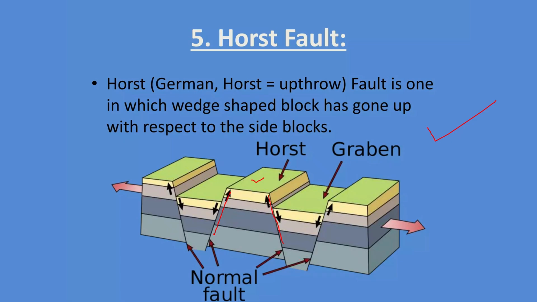And in the case of the graben, what is a graben? Suppose there are two normal faults which are dipping towards each other, and the block between them is the hanging wall. That is called a graben. So this is a horst and graben structure.